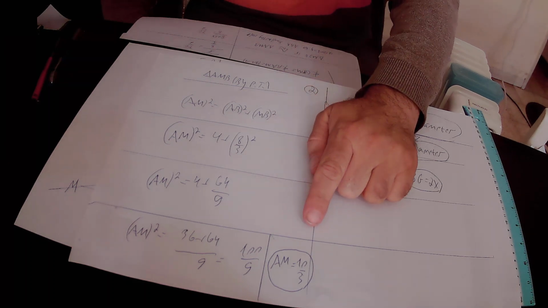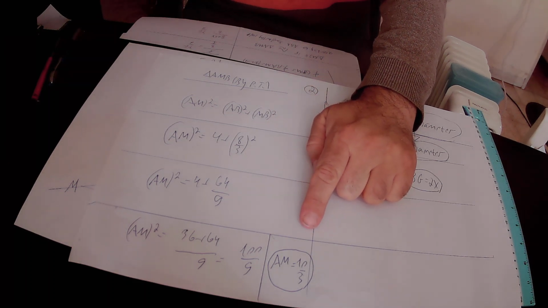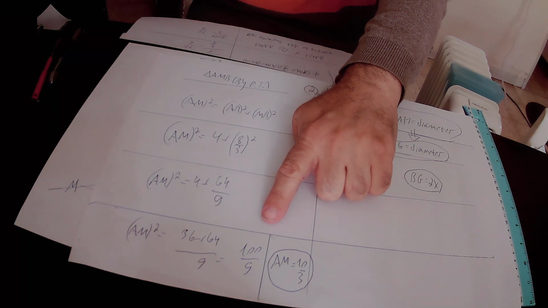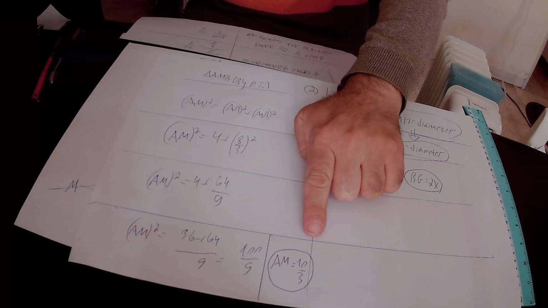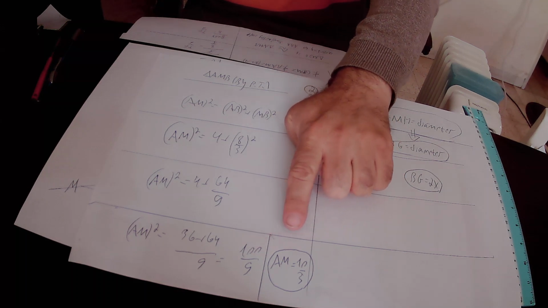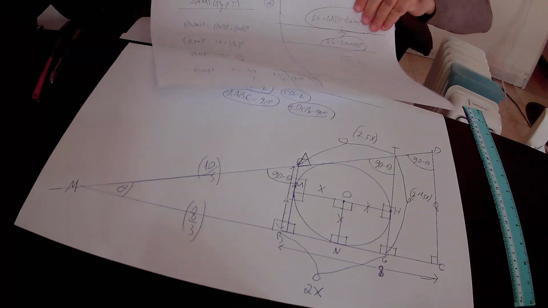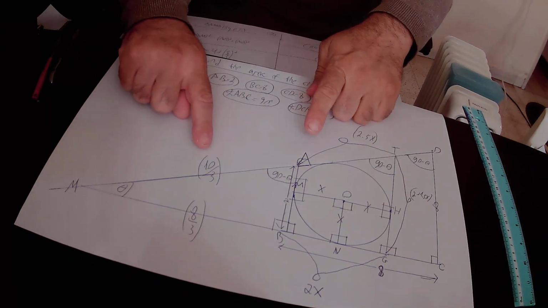We took the square root of this equation and finally found that AM equals the square root of 100 over 9. The square root of 100 over 9 is the square root of 100, that is 10, over the square root of 9, that is 3. So in total, AM equals 10 over 3. I put AM equals 10 over 3 units in the figure.